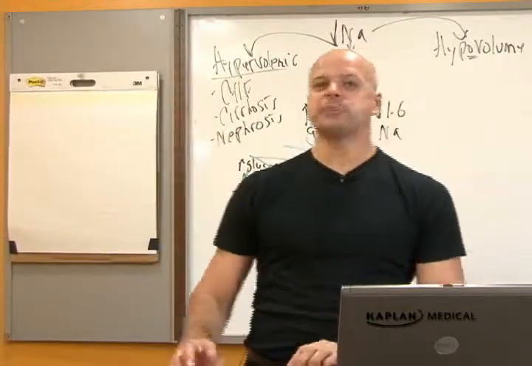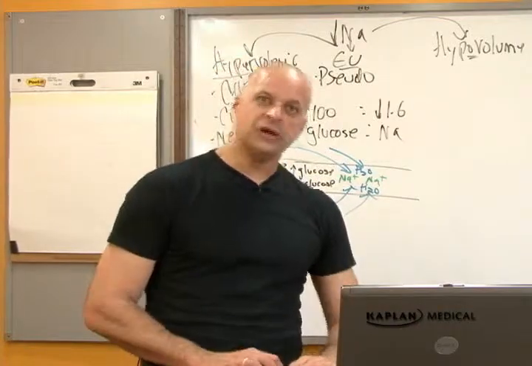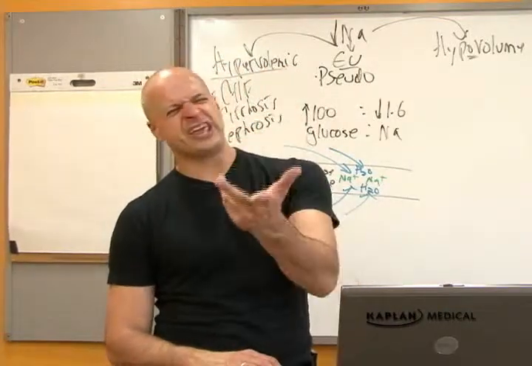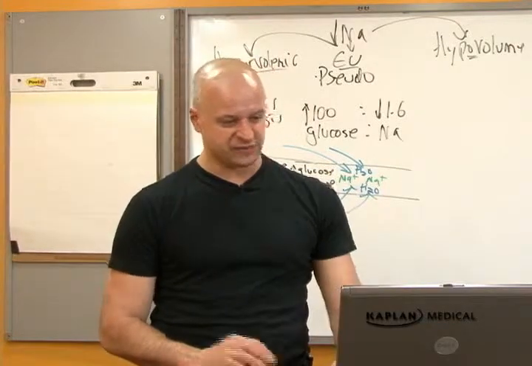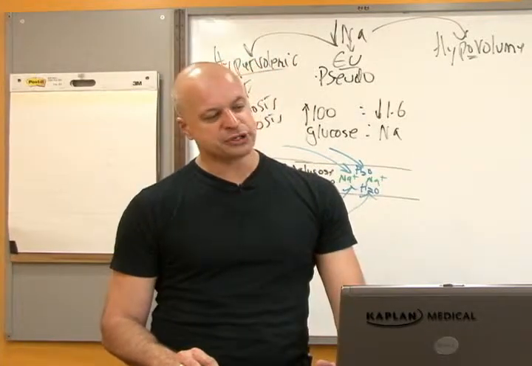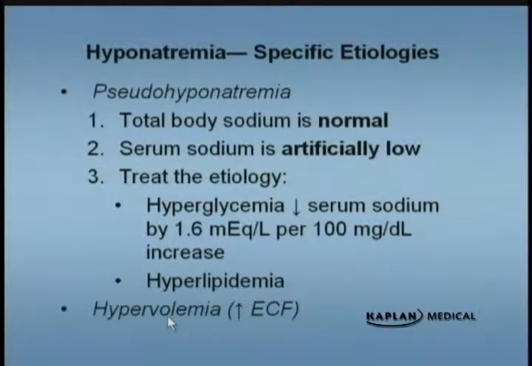Pseudo-hyponatremia. Hyperlipidemia is an old archaeologic, not very important cause of pseudo-hyponatremia. That's basically all based on old flame spectrophotometers that would mismeasure the sodium level. Hypervolemic causes are cirrhosis, nephrosis, and CHF.